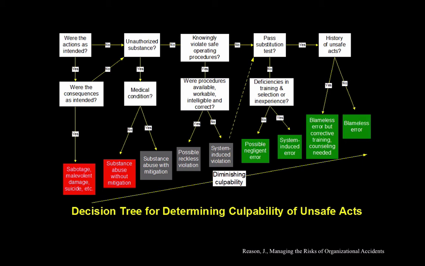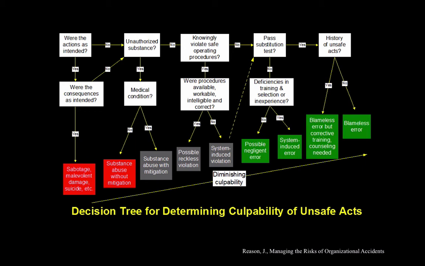So sometimes the systems are not set up properly for people to do their jobs. So whenever an error happens, or whenever an unsafe act happens, how do you determine whether people were actually culpable or not, or whether it is a system problem? So James Reason actually developed this framework that helps us to analyze any unsafe act and decide if a person is responsible for it, or if it is a system failure. So these are the questions that you go through.